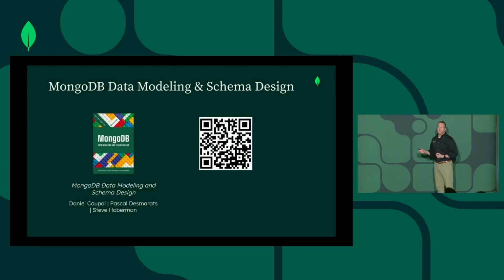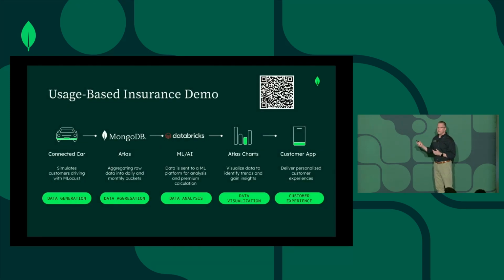This is a wonderful book written by Daniel Kupal from MongoDB, Pascal Desmarais, who's the owner and founder of Hackolade, the data modeling tool, and Steve Hoberman. We've got a bit of an insurance demo. You can download that guy.